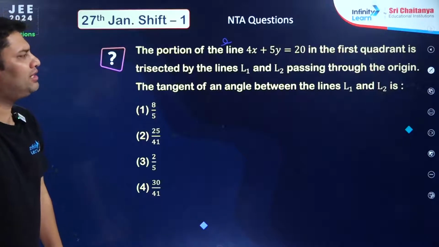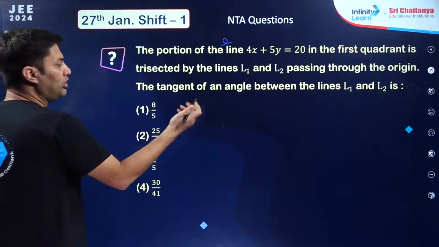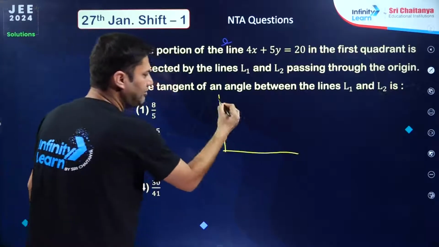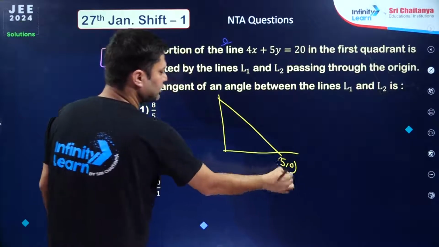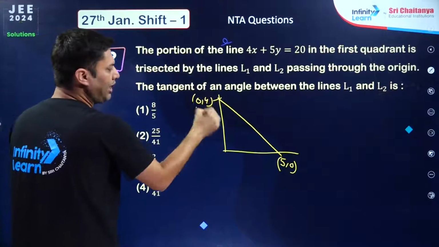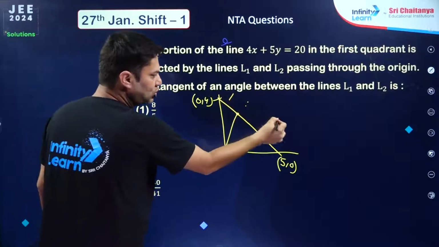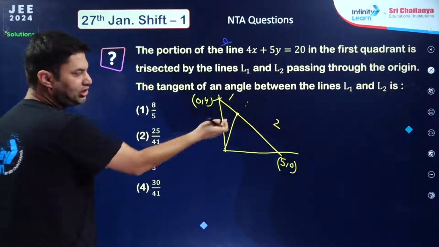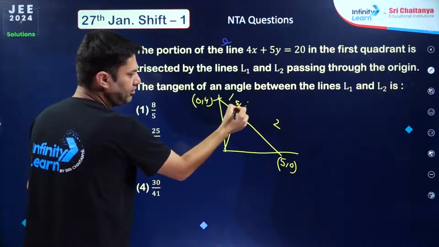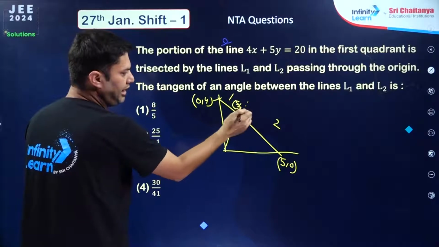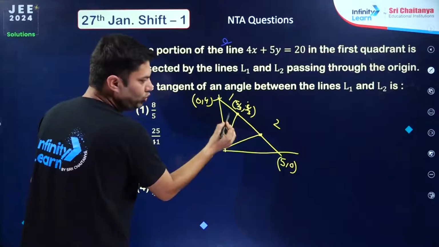The portion of the line in the first quadrant is trisected by the lines L1 and L2 passing through the origin. So we have a line 4x plus 5y, so this is 5 comma 0, this is 0 comma 4, and two lines which are trisecting. Trisecting means this line will divide it in 1:2. So 1:2, section formula. Section formula will give 5 by 3, comma 8 by 3.